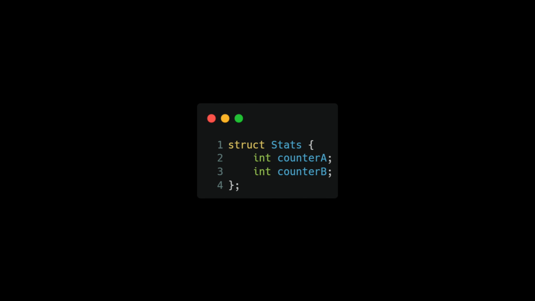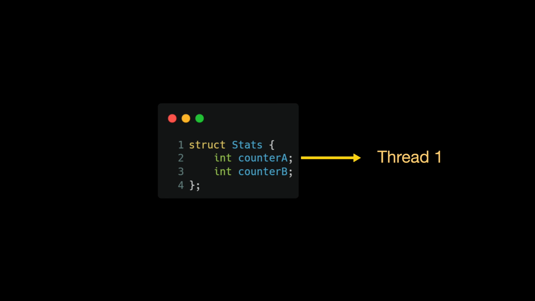The structure Stats has two counters, counter A and counter B. They're both defined as integers. And in your program, you spawn two threads. One increments counter A and the other one increments counter B. Separate variables. It looks totally safe, right?